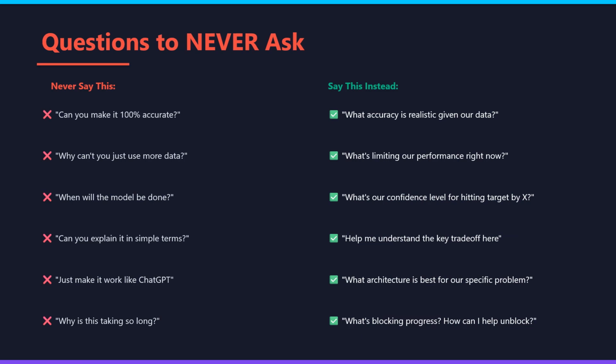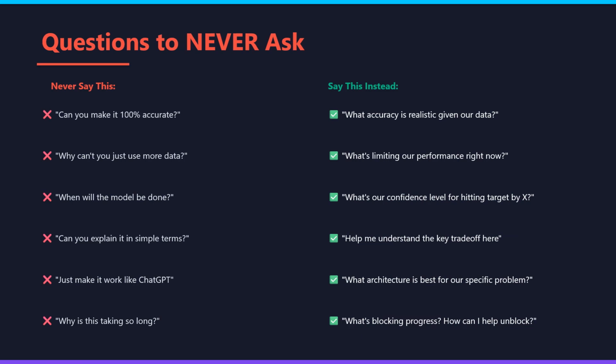Okay. And never ask, why can't you just use more data? Instead ask, what's limiting our performance right now? More data is not always the answer. Sometimes it's data quality, sometimes it's the wrong features, sometimes it's the model architecture itself. Let the data scientist diagnose the problem.